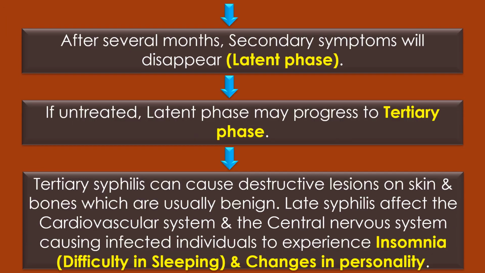After several months, secondary symptoms will disappear. This is called the latent phase. If untreated, the latent phase may progress to the tertiary phase. Tertiary syphilis does not manifest until years after initial infection and can affect many different areas of the body. Tertiary syphilis can cause destructive lesions on the skin and bones, which are usually benign, and the more deadly manifestation of late syphilis affects the cardiovascular system and the central nervous system, causing infected individuals to experience insomnia or difficulty in sleeping and changes in personality.